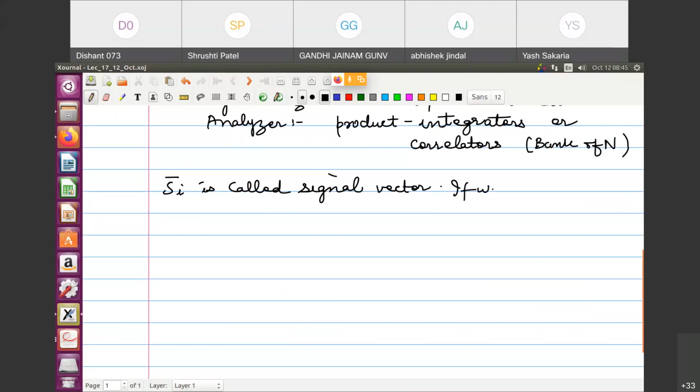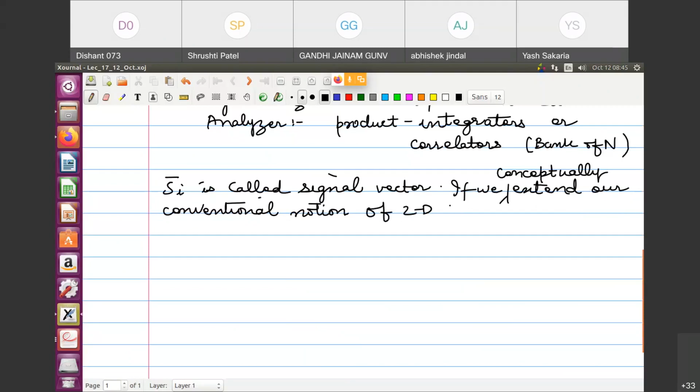It is important to realize that if we conceptually extend our conventional notion of 2D and 3D Euclidean space, the most fundamental space which we study, basically from our school days, to an n-dimensional Euclidean space.